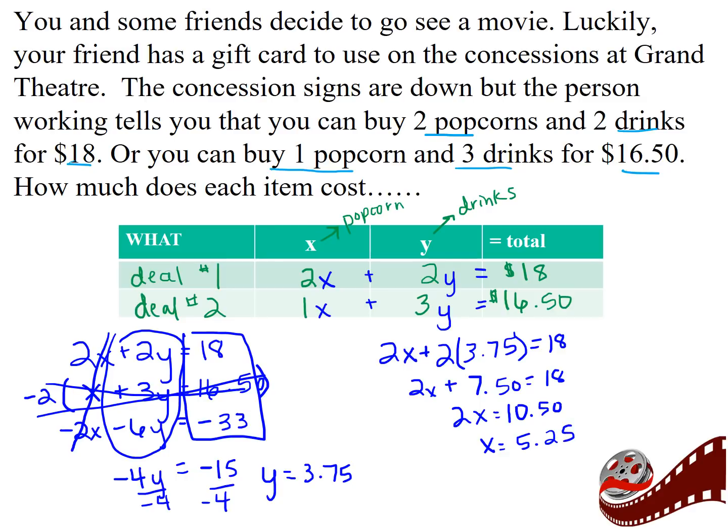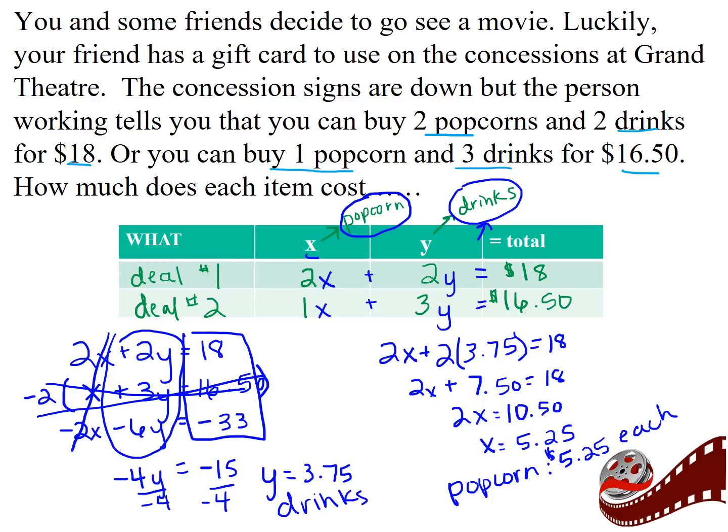So now we need to think, can we reread this problem and answer the question, and does our answer make sense? So again, this goes back to what we set each variable equal to. So we set x equal to the popcorn. So this is telling us that popcorn is $5.25 each. And by 5.25 we mean dollars, because we set it equal to $18. And then this y value, remember y was my drinks, so this means that drinks are $3.75 each.